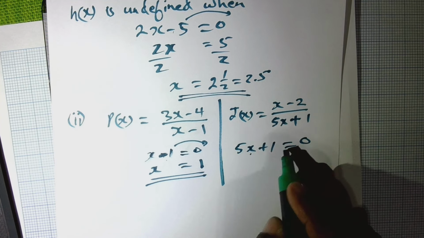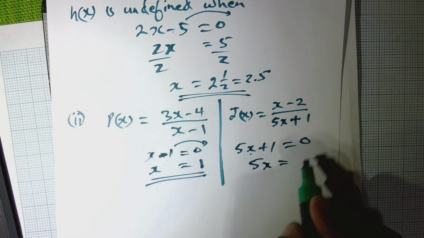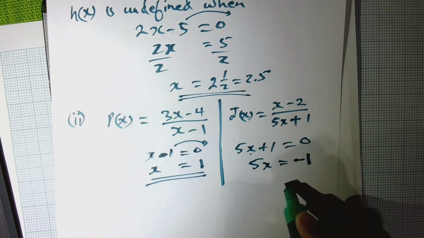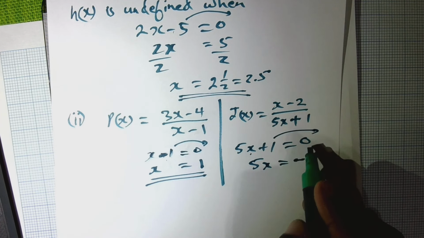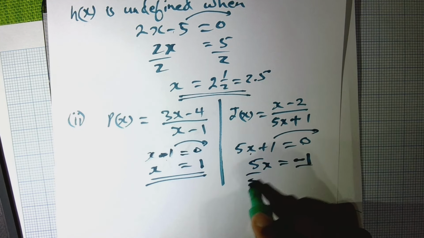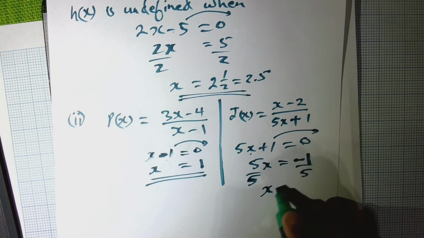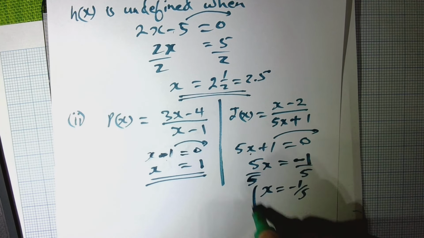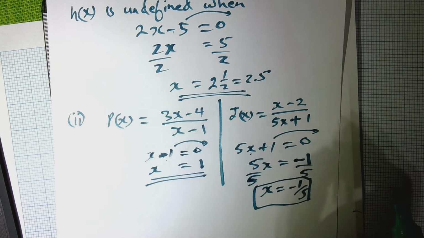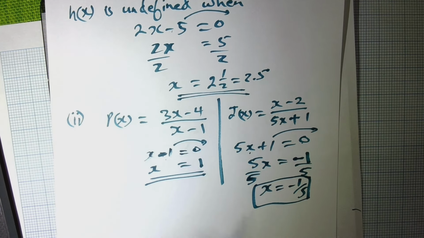Subtracting 1 from both sides, since we have plus 1, gives us 5x only on that side, and subtracting 1 gives us negative 1. So we transpose this over, it becomes 0 minus 1, which is minus 1. Then we divide both sides by 5, and this gives us x equals negative 1 over 5. Okay, so hopefully that was helpful.